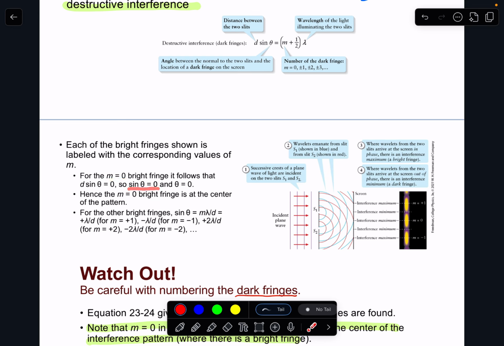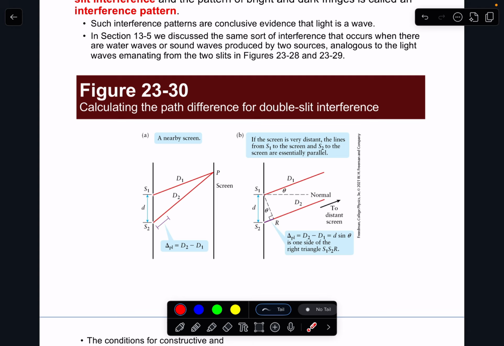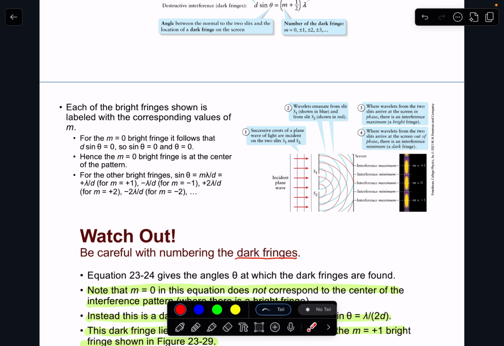this angle 0 is going to refer to the normal, right? If theta equals 0, then this red line is on the normal and going straight across, which would be on the screen straight across, right? Right here in the central bright fringe. So m equals 0 for the constructive interference condition gives us the center of the interference pattern. So the center of the interference pattern.